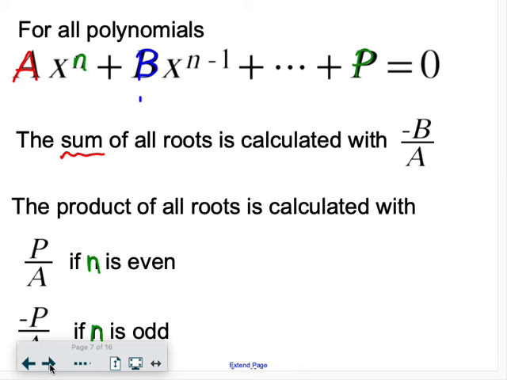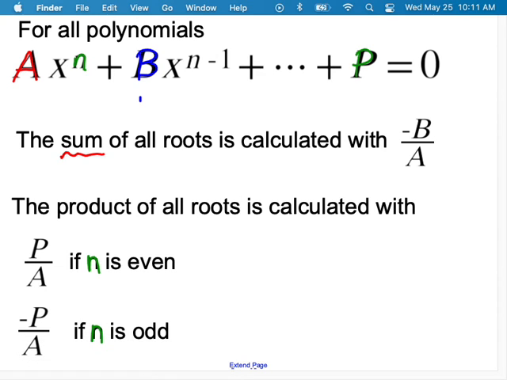Okay. All right, so this is where it shifts gears a little bit right now.